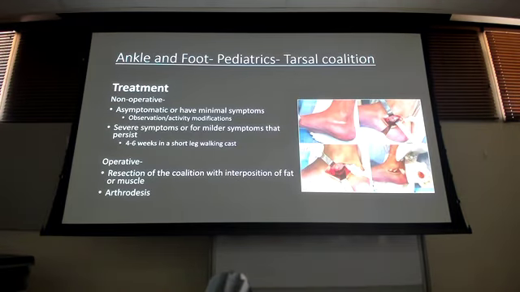For treatment, if they're asymptomatic, we can observe with activity modification. If it's severe, we look at doing a short leg walking cast for these patients for 4 to 6 weeks. And if they feel that operative intervention is indicated, they'll do a resection of the coalition. If it's a larger coalition, they may have to do a fusion, or arthrodesis, for those patients.